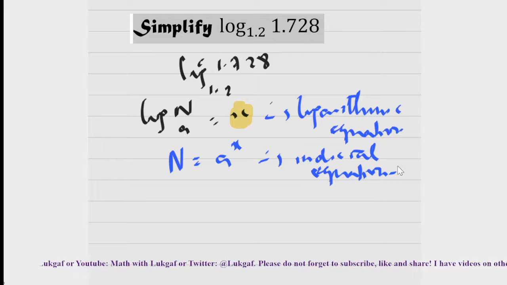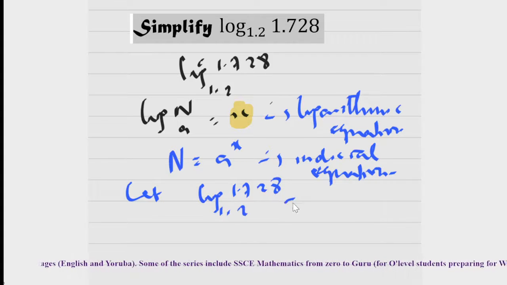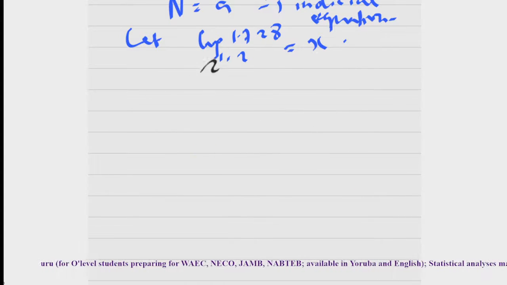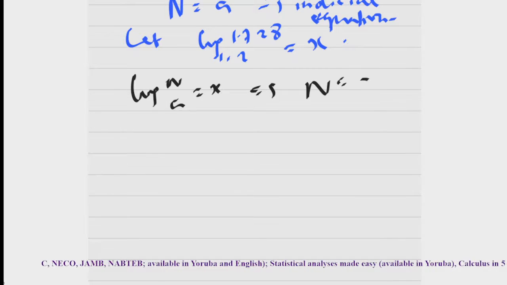So in essence, when you have this kind of question, I used to advise students that what you have to do is first of all convert that logarithmic expression to an index equation. So you just say let log 1.728 base 1.2 equals x or y or any variable of your choice. You understand now? So if that is clear, then from what I've said here, recall log n base a equals x implies n equals a raised to power x.